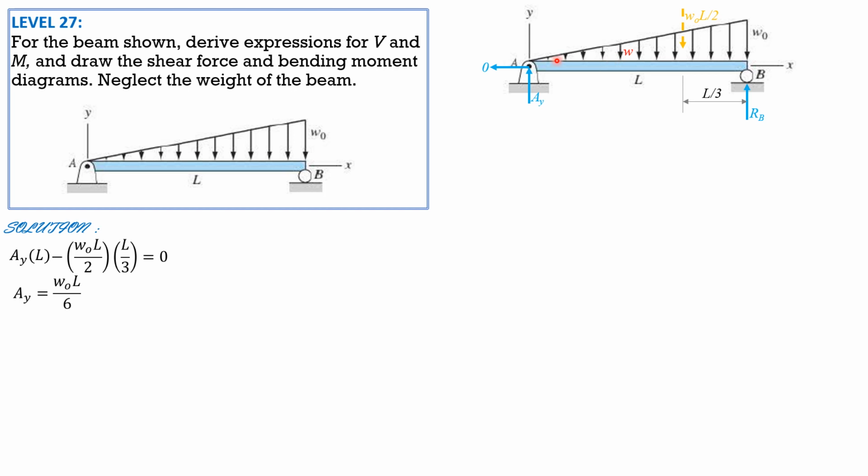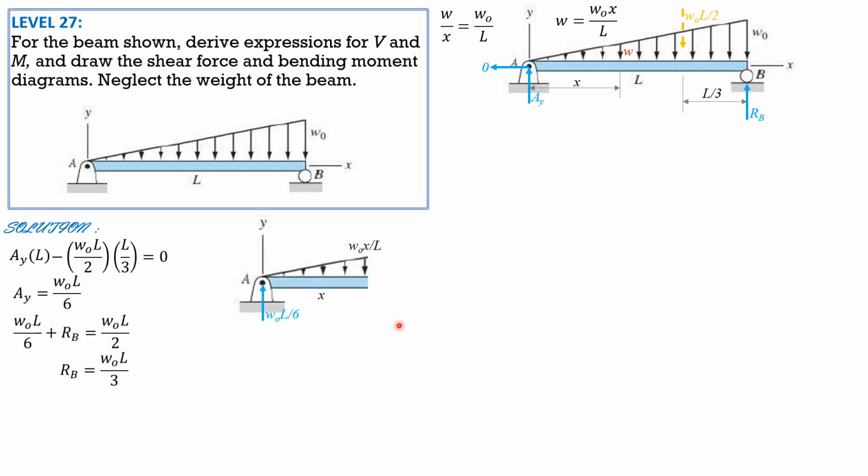So let's have the shear and moment equation, but before that, at a distance x from A, we will call the intensity of the load W, and we derive W by similar triangles. W is to x as WO is to L. So that means W is WOx over L. Then let's isolate: WOL over 6, summation of forces in y, plus RB equals WOL over 2. So that's why RB is WOL over 3.